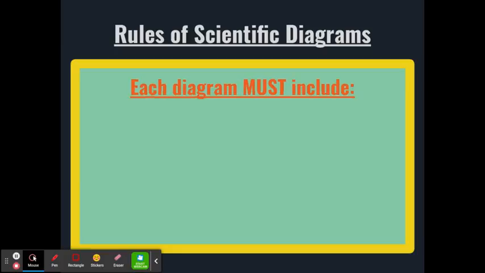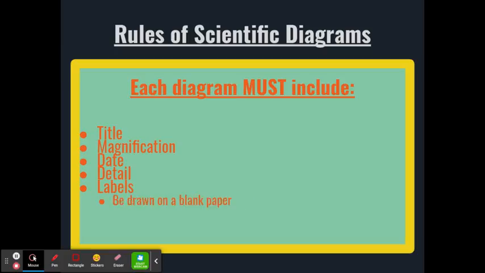The rules of a scientific diagram: each diagram must include the following: title, magnification, date, detail, labels, and be drawn on blank paper. You do need to draw in pencil first, and then any color will be added after it's drawn.